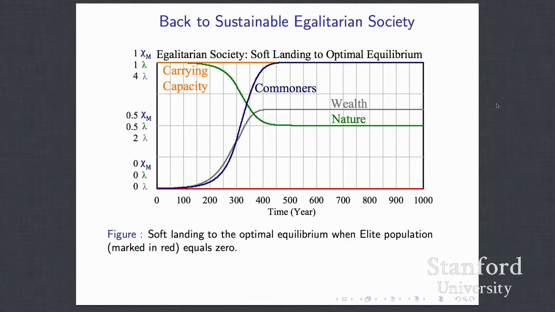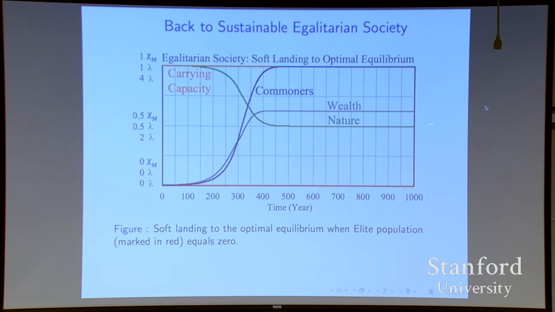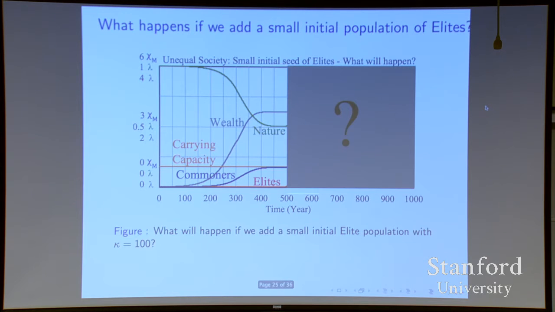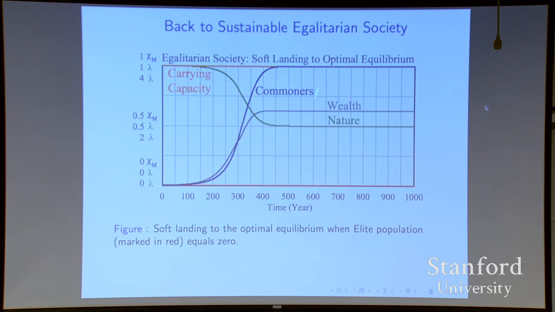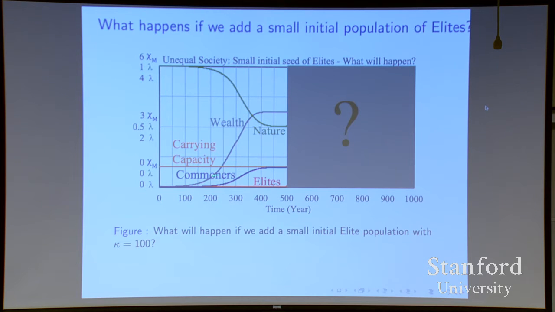All right, so done with these examples, I'm going to go back to the very first experiment that I showed, egalitarian society, optimal equilibrium, everything sustainable. Now, I add a small initial seed of elites to this example. And the question is, what will happen if we add this small initial seed of elites? Up to 500 years, which is the timeline here, everything looks perfect. We seem to be on our path to equilibrium, even though we have that small seed of elites. But what will happen? Any guesses? Yeah, that's true.